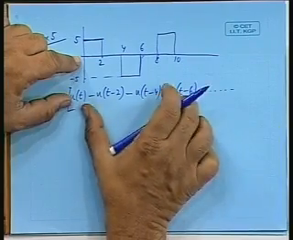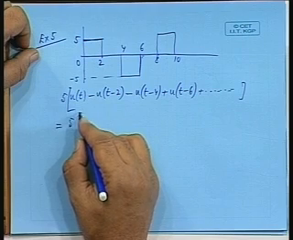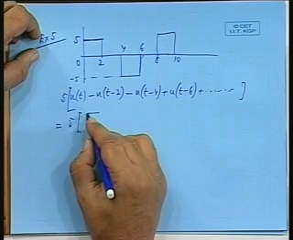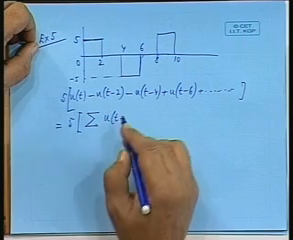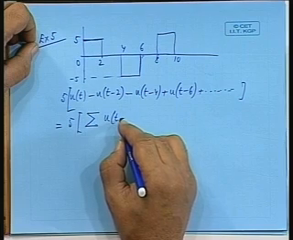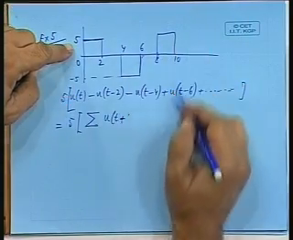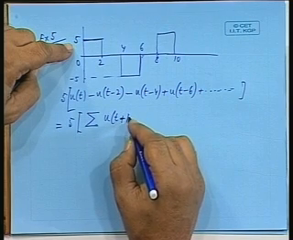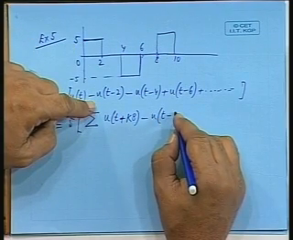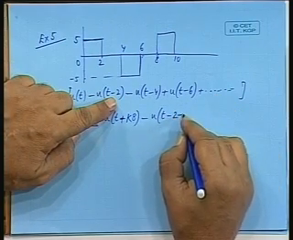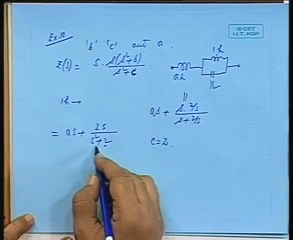So, if I show one period and then show it as a repetition of the same function, I can write this as 5 times a summation: u(t) minus u(t minus 2), and after 8 seconds again it is plus u(t), so u(t plus k 8), minus u(t minus 2 minus k 8). C has to be equal to 2, okay. C has to be equal to 2.